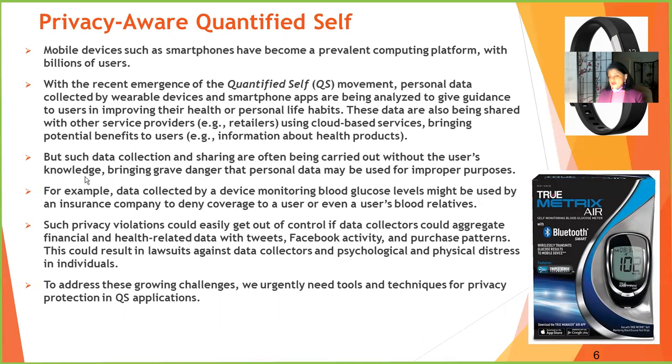Personal data may be used for improper purposes. For example, data collected by a device monitoring, say, blood glucose levels might be used not only to deny insurance for me, but also to deny insurance for my son, as well as for my grandchildren. Such privacy violations could easily get out of control if data collectors could aggregate financial, health-related data, tweets, Facebook activity, and purchase patterns. This could result in lawsuits against data collectors and psychological and physical distress.